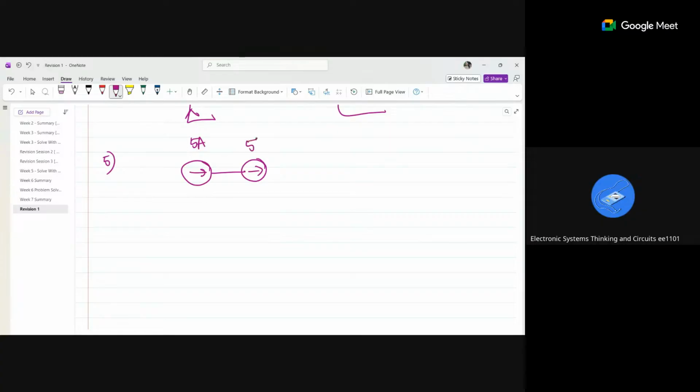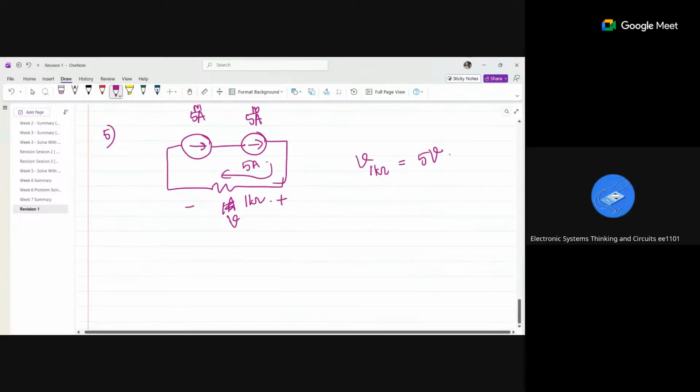This is 5 ampere. This is 1 kilo ohm. What is the voltage drop across the 1 kilo ohm? Five kilovolts. Sorry, this is 5 milliampere. So 5 volts, right? Because the current flowing through the resistor is still 5 milliampere. So these are some common mistakes people usually make while writing the exam.